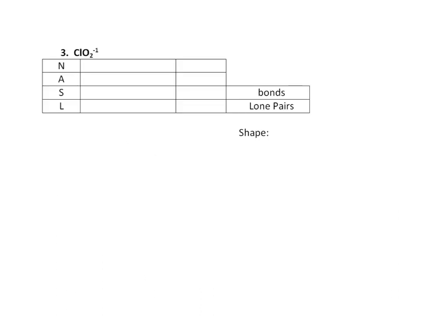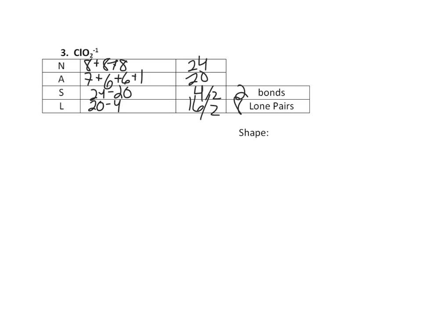Alright, last example, ClO2 with a -1 overall charge. Same deal again. Pause the video. Try to get the work out first. We'll come back in just a second. We'll draw it. We'll talk about what the shape is going to look like. All right, here's our work.